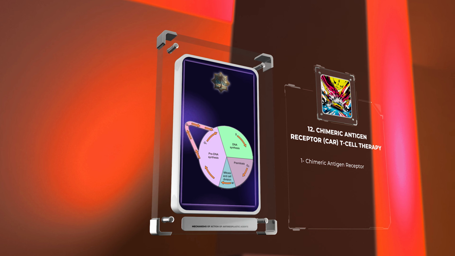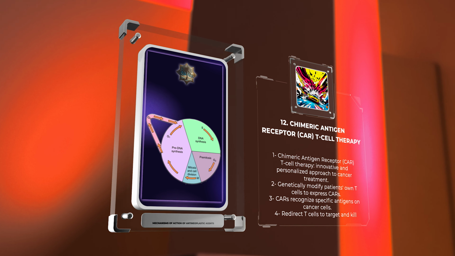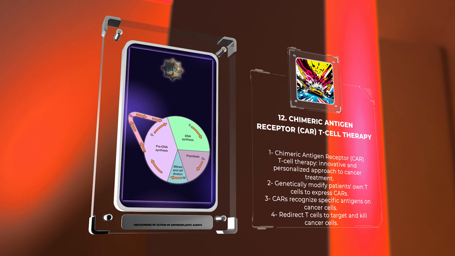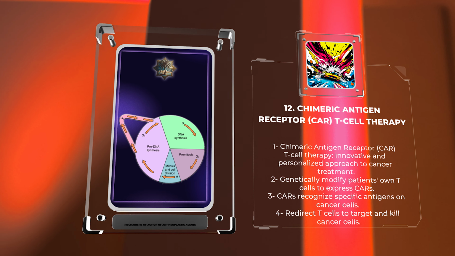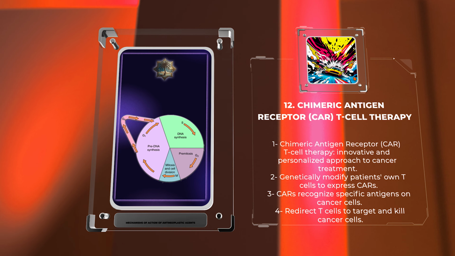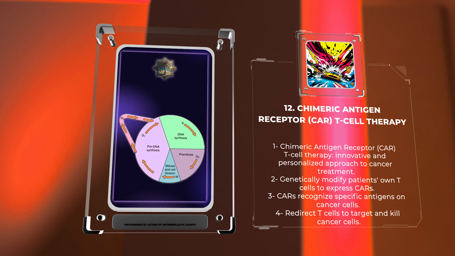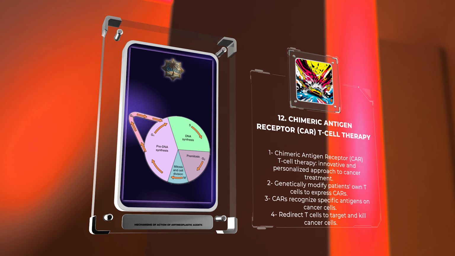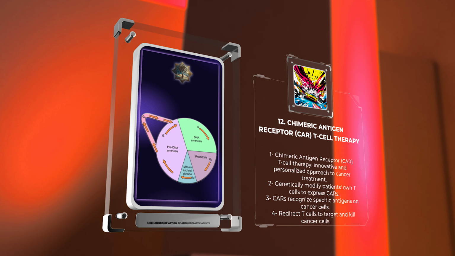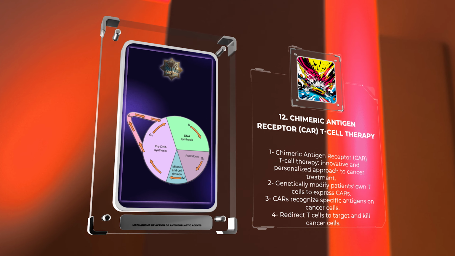Chimeric antigen receptor, CAR, T-cell therapy is an innovative and personalized approach to cancer treatment. This therapy involves genetically modifying patients' own T-cells to express CARs, which are receptors capable of recognizing specific antigens on cancer cells. By redirecting T-cells to target cancer cells, CAR T-cell therapy has shown remarkable clinical outcomes in hematological malignancies like acute lymphoblastic leukemia and non-Hodgkin lymphoma.